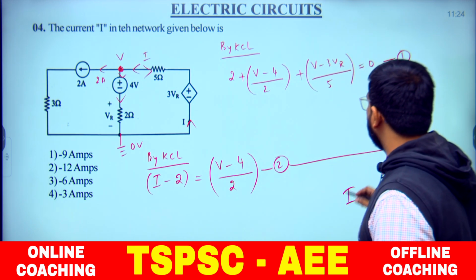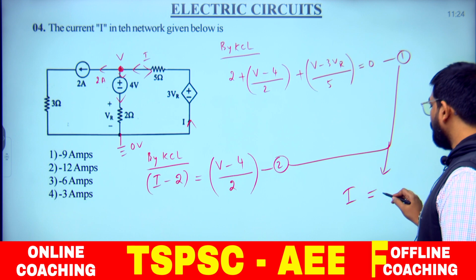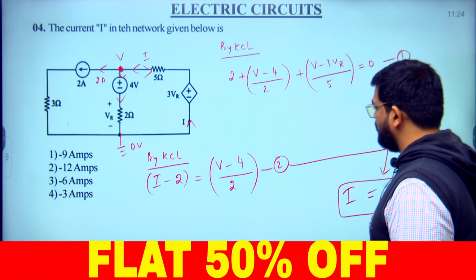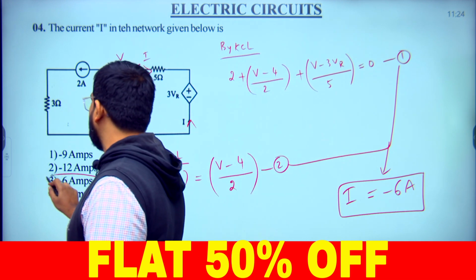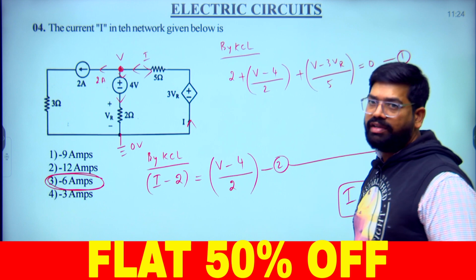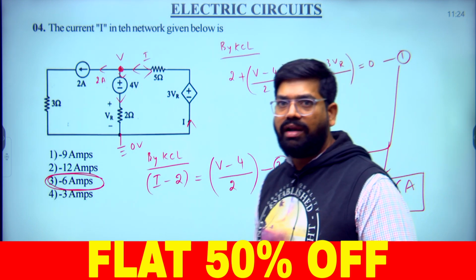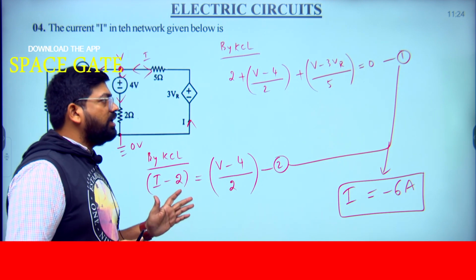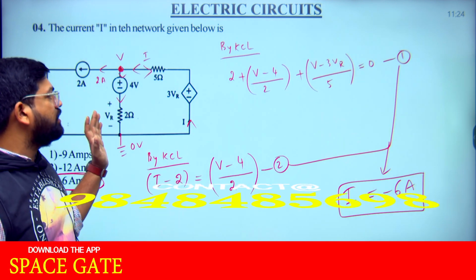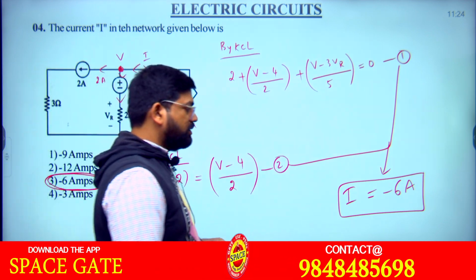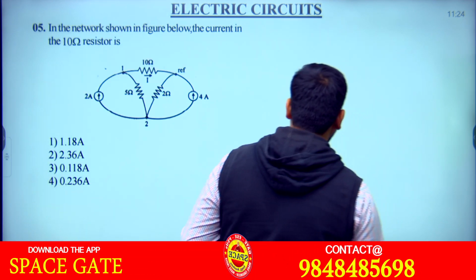If you simplify these two equations, what will be the result? We get minus 6 amperes. Minus 6 amperes is the correct answer for this. If you solve these two equations, this must be the right answer. Understood? Just follow how the circuit is connected and the given direction, and this must be the answer. Move on to the next question.